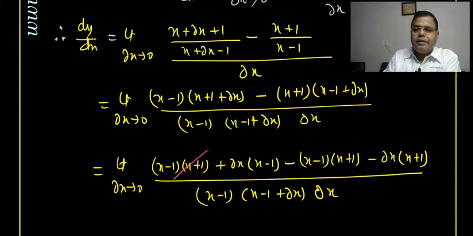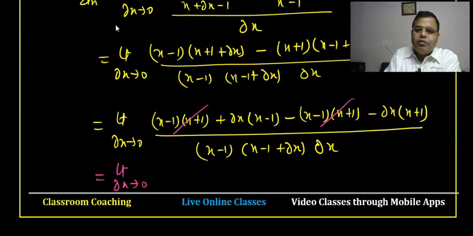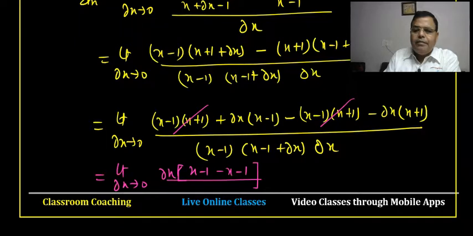Now we can see this and this cancel out because these are the same things, and out of these two, delta x can be taken common. So if I take delta x common, this will be like x minus 1 and from here it will also be minus x minus 1, divided by what is left, x minus 1 into x minus 1 plus delta x. The delta x cancels out. So it will be nothing else but, here x and x cancel out, minus 1 minus 1 is minus 2, divided by x minus 1 whole square. That will be the answer.